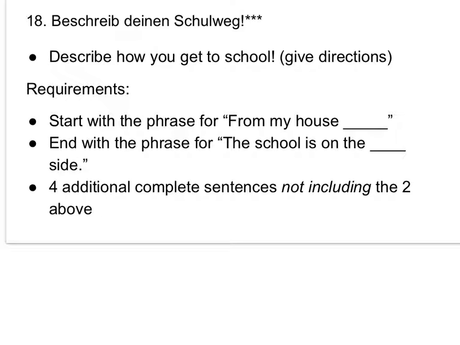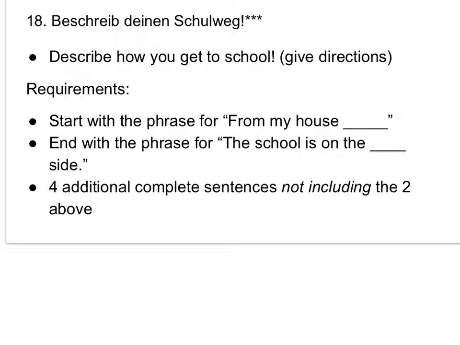So, basic requirements. Everybody's going to start and end with the same phrase. And you have to have 4 additional complete sentences in the middle there. So a minimum of 6 sentences on this one. Even if you live right up the street, you're going to have to come up with 4 different things to add in there. But if you live further away, you don't have to add in as many things. Odds are good you can find the simplest route, even if it's not necessarily the one that you take.